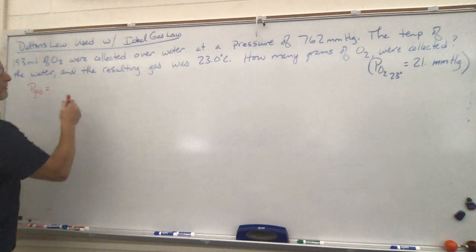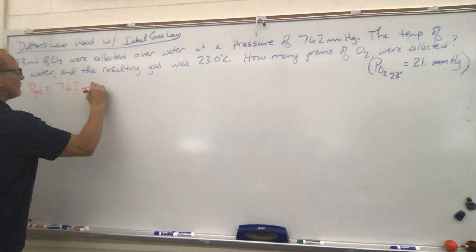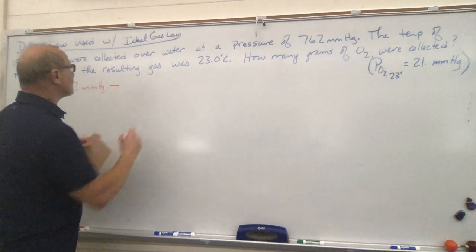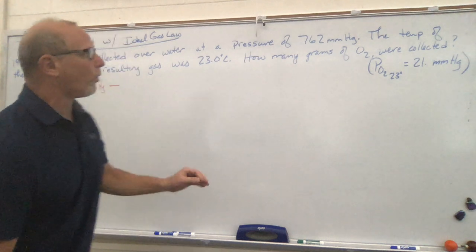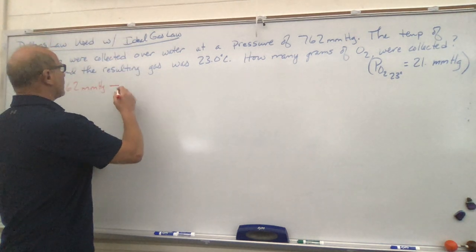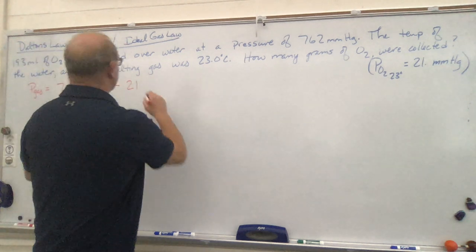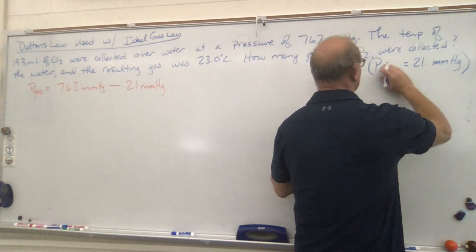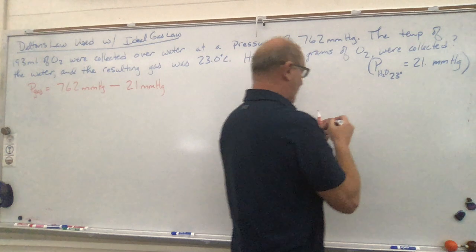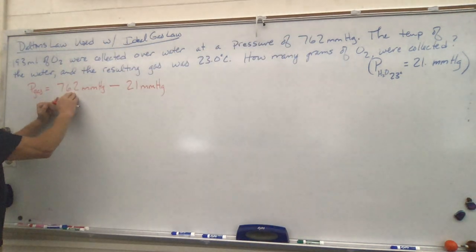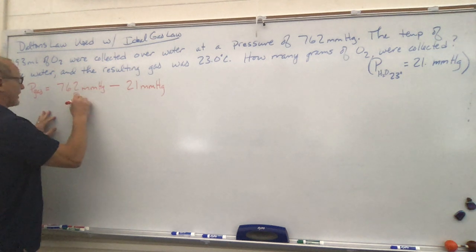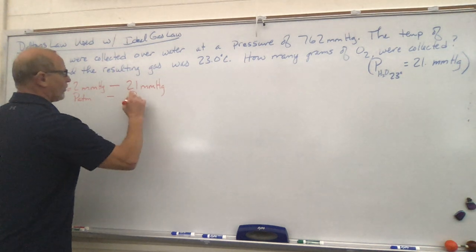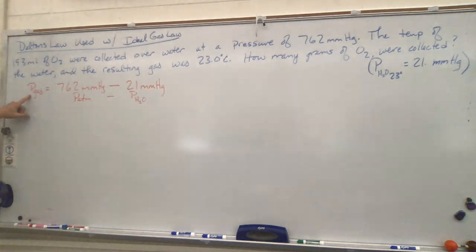What we know is the pressure that it was collected at, 762 millimeters of mercury. Well, that was the atmospheric pressure. That included the pressure of the gas and the pressure of the water. The pressure of the water at 23 degrees is 21 millimeters of mercury. So we've got to fix that. This says pressure of O2. What this really means is this is the pressure of H2O at 23 degrees. So if we take the pressure of the atmosphere minus the pressure of the water, we're going to get the pressure of the gas.